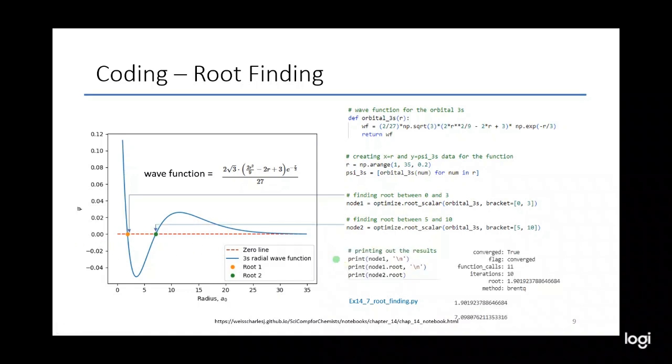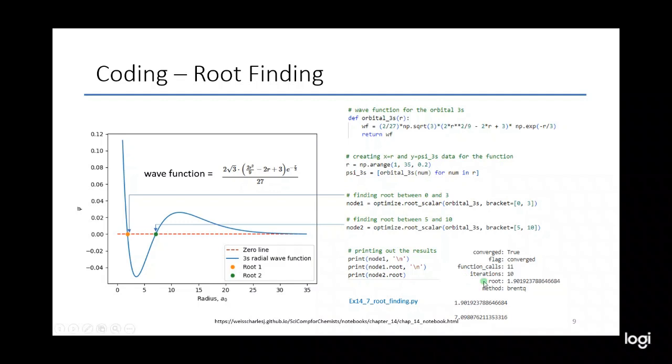When printing the node 1, we obtain the following results. Converged: True. The algorithm successfully found the root of the function within the specified tolerance. Flag equals converged confirms the method stopped because it converged, not due to an error or exceeding the iteration limit. The function was evaluated 11 times during the root finding process. The algorithm completed 10 iterations before converging.